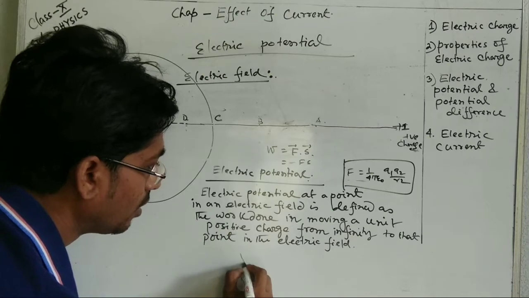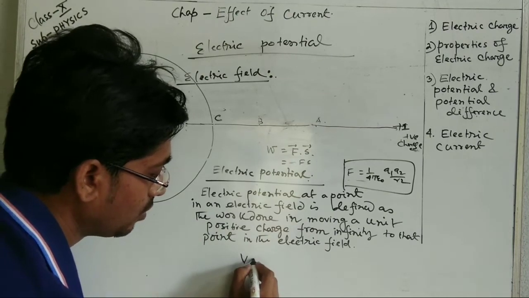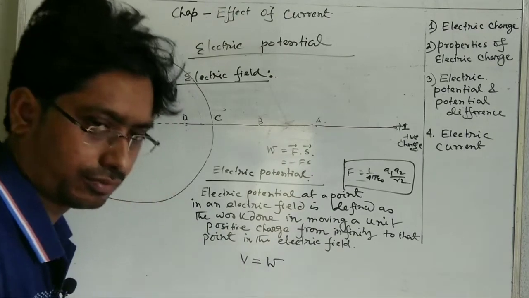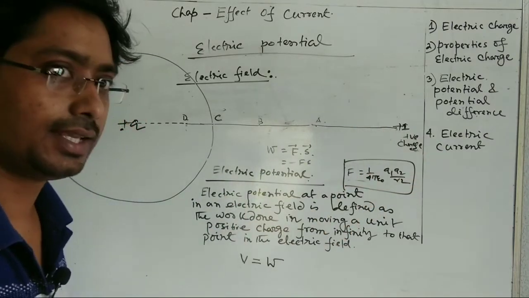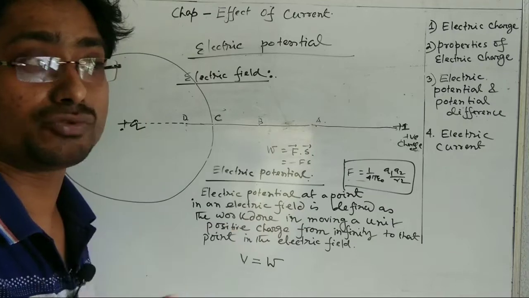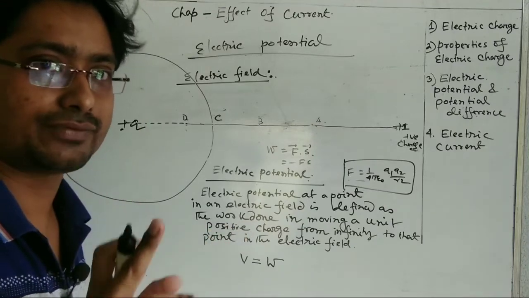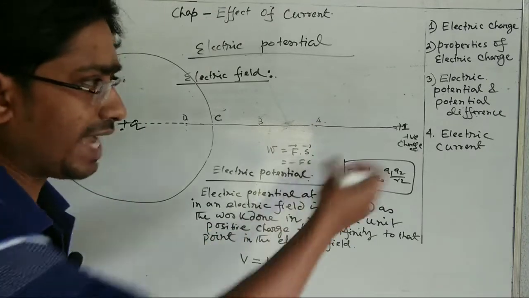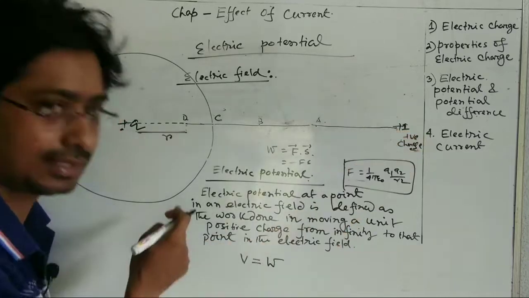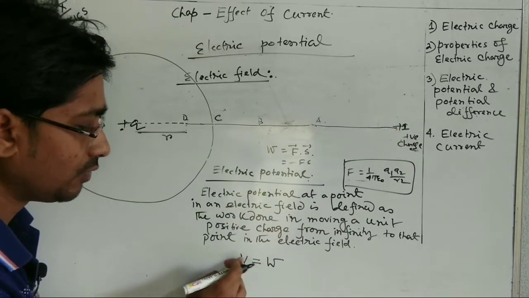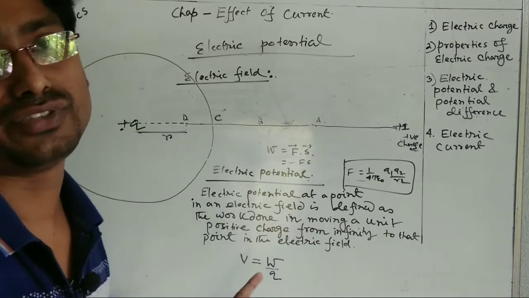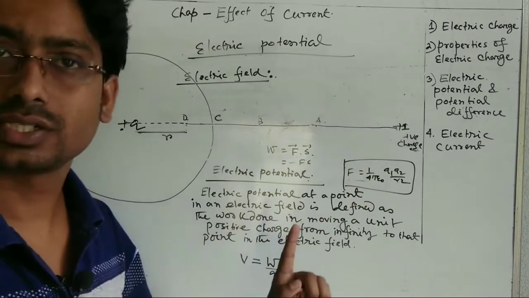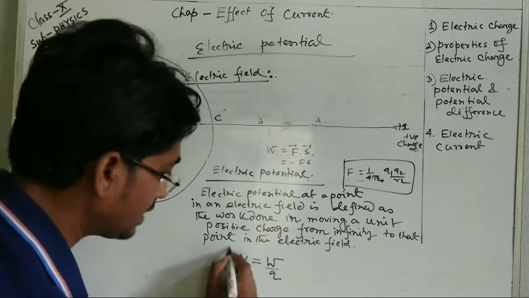Electric potential will be equal to work done, but for unit positive charge. If you want to move a Q charge, then you have to calculate for unit positive charge, because we have set the definition for unit positive charge. You can move any positive charge Q, it will be divided by Q, because we have set our definition for unit positive charge. So this is the definition.